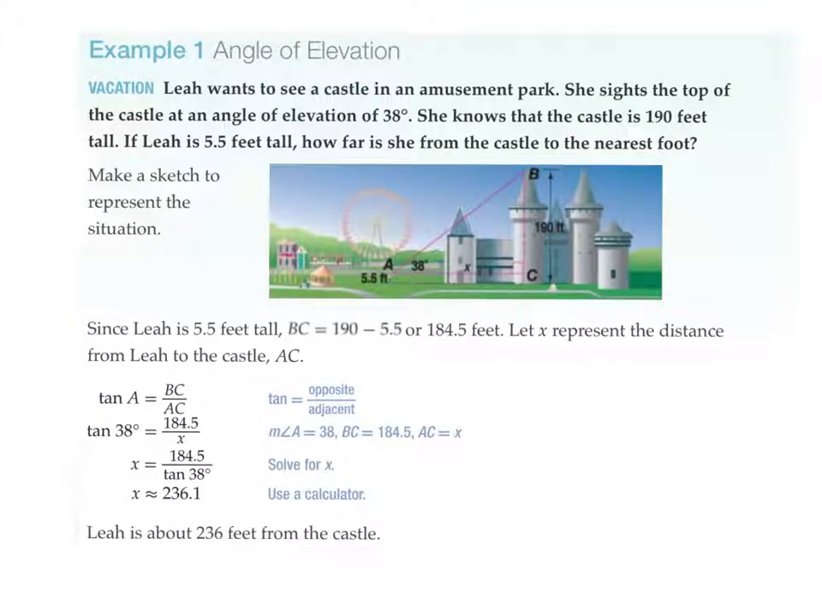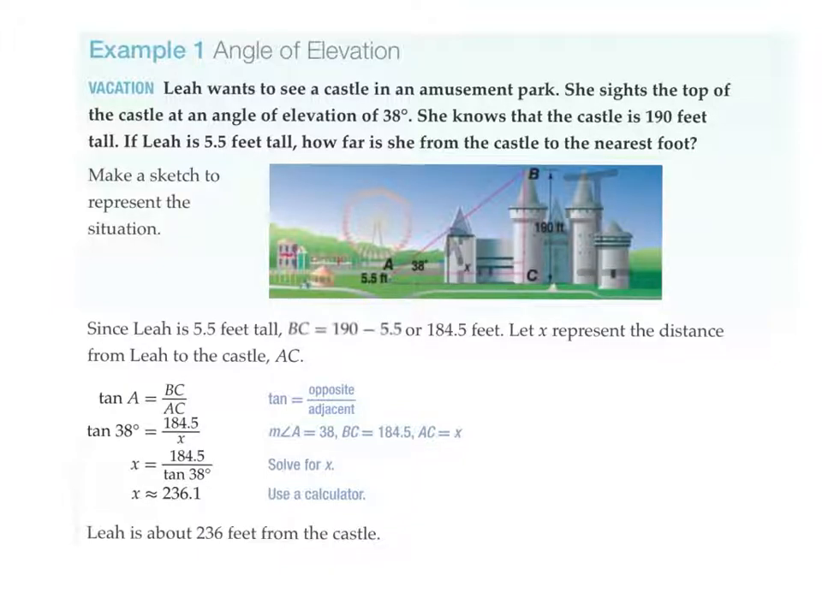Okay, so here's example 1, and again most of these questions are going to be in word form, so make sure you read it. So Leah wants to see a castle in an amusement park. She sights the top of the castle at an angle of elevation of 38 degrees, that's this guy, and she knows the castle is 190, that's this. Okay, if she is 5'5" tall, how far is she from the castle to the nearest foot?